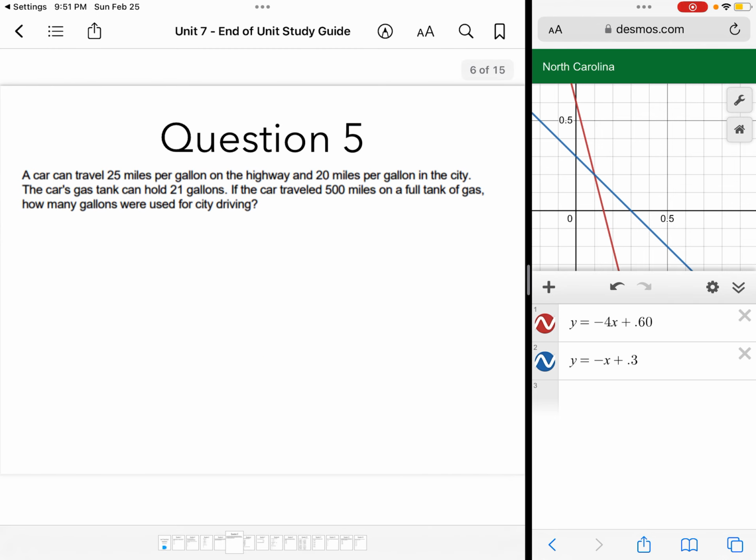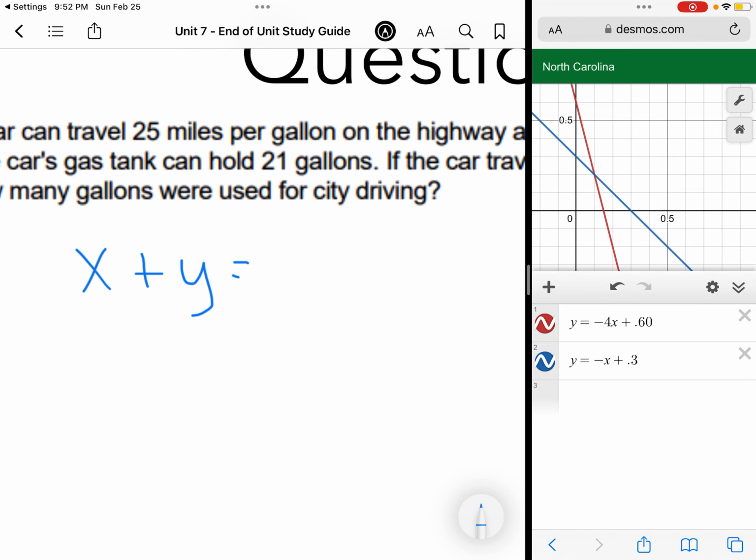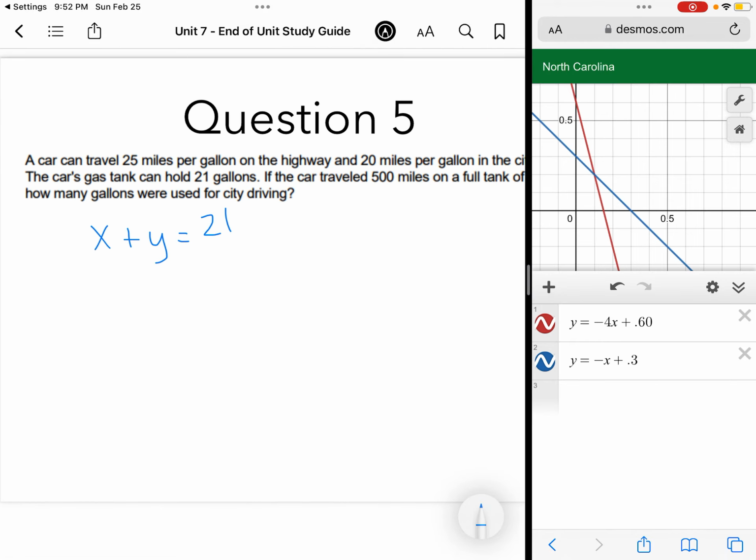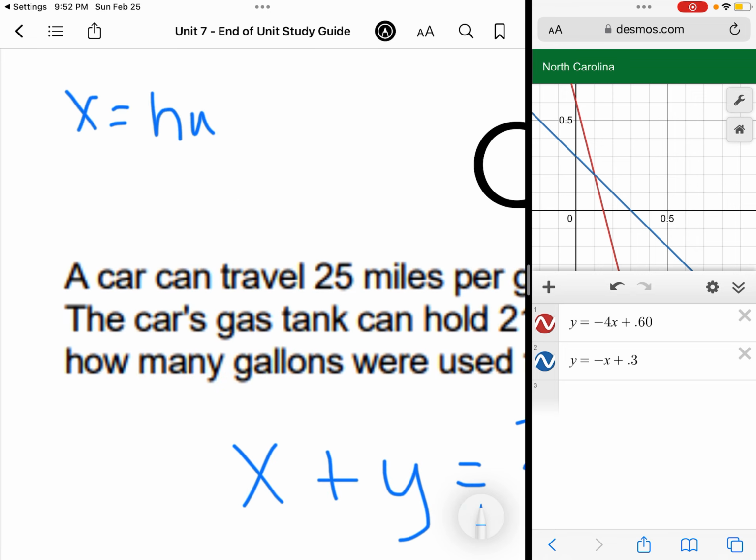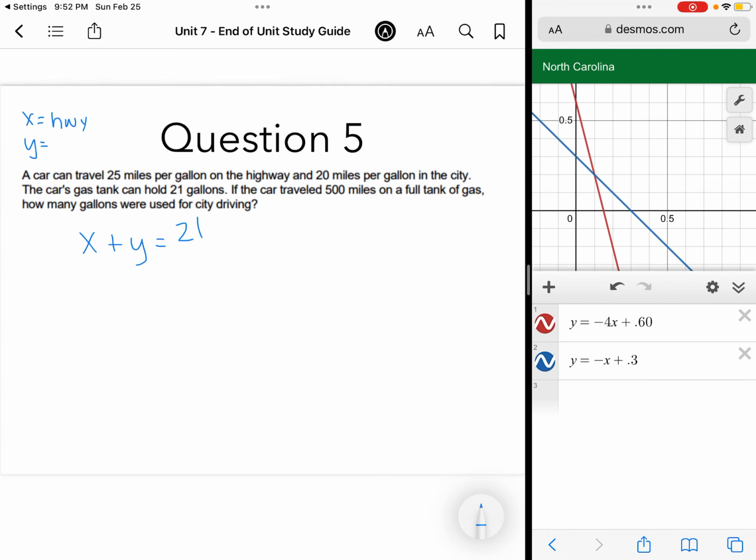Next one. It says a car can travel 25 miles per gallon on the highway and 20 miles per gallon in the city. The car's gas tank can hold 21 gallons. If the car is driving 500 miles on a full tank of gas, how many gallons were used for city driving? Okay, so I know that x plus y equals 21, right? Because that's how many gallons can be in there. x is going to be my highway, and y is going to be the city.